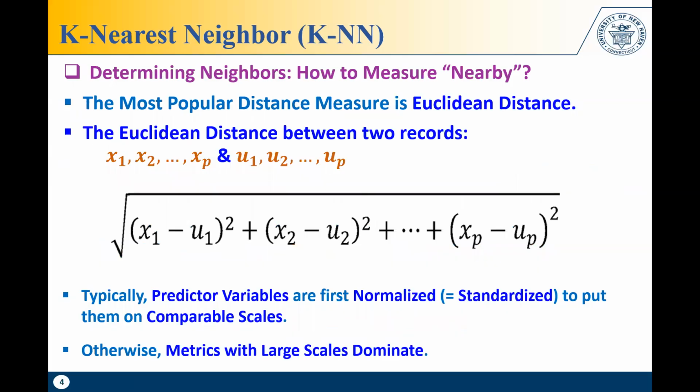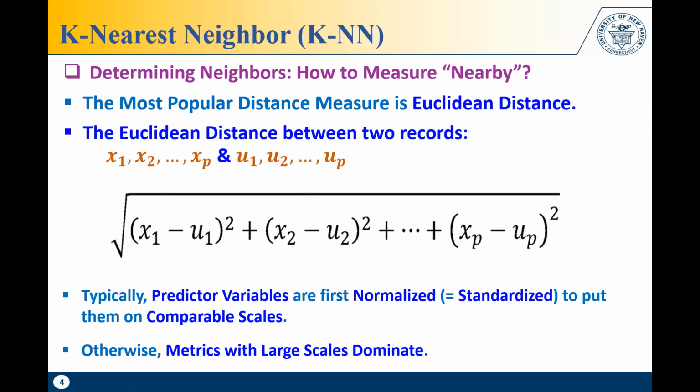The question here is how to measure nearby. So first we need to know how to measure the distance. One of the most popular distance measures is Euclidean distance. The Euclidean distance between two records can be calculated by this formula. So if we have two records, record 1 and record 2, and we want to calculate the distance between these two records using Euclidean distance, this is the formula.